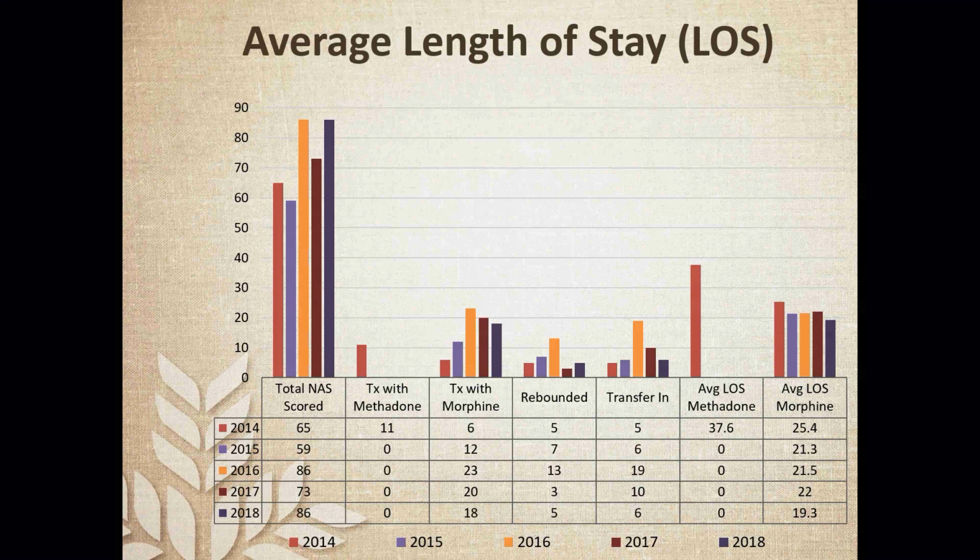I wanted to touch a little bit on our average length of stay and where we started. When we started the task force, we were treating babies with methadone, and their average length of stay was 37.6 days. We did a lit review to see what other hospitals were doing. We started treating with morphine, and we were able to get our days down to 25.4. We continued doing some further work that we'll discuss, and then last year we are down to 19.3 with our average length of stay, and we had 86 babies for the year.